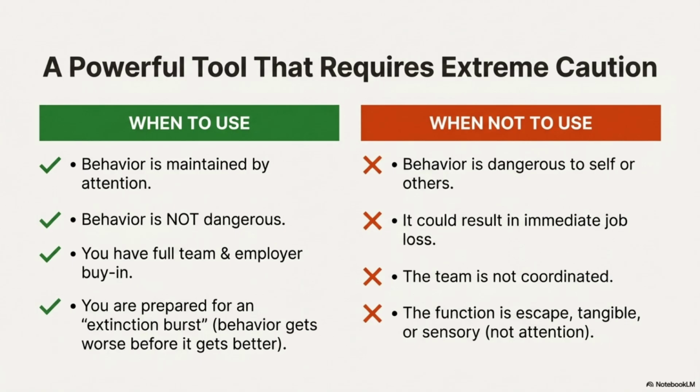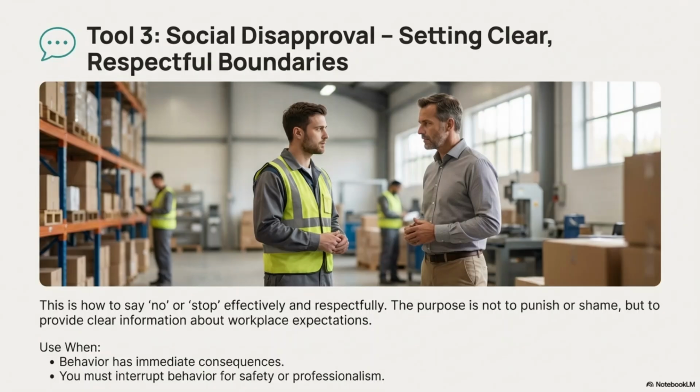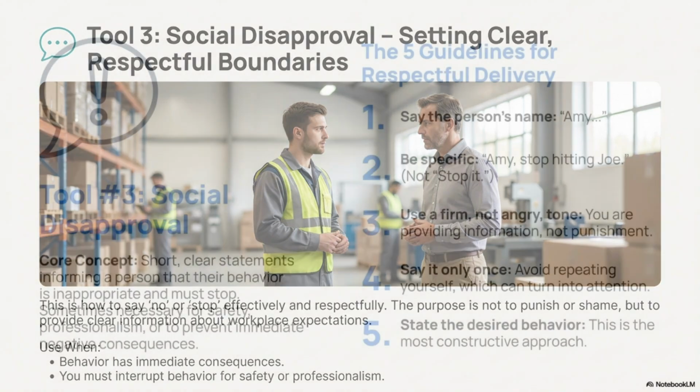Use it thoughtfully. Social disapproval consists of short statements informing the person that the behavior they're engaging in is inappropriate and it should stop. This is you saying, "No, stop," or "That's not appropriate," in a clear, direct way. Social disapproval is sometimes necessary in workplace settings because the behavior may have immediate consequences with the employer. You may need to interrupt behavior quickly for safety or professionalism.